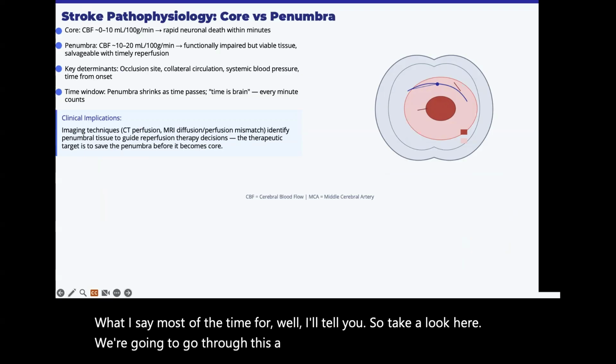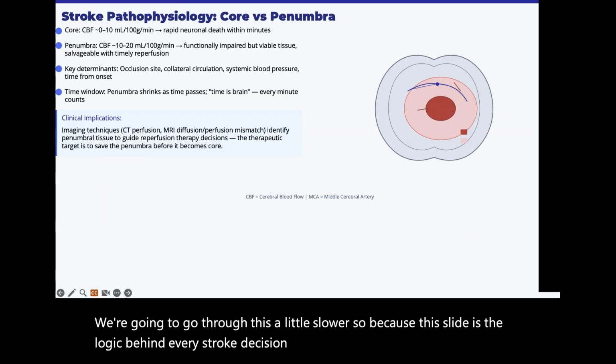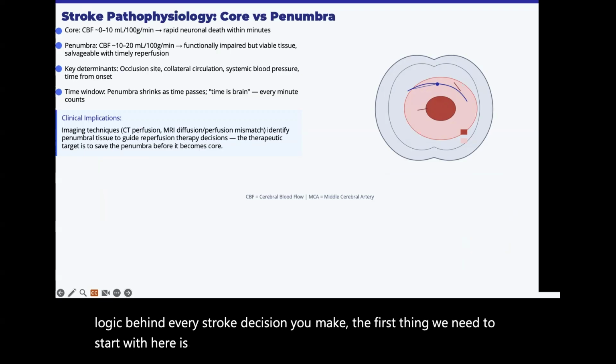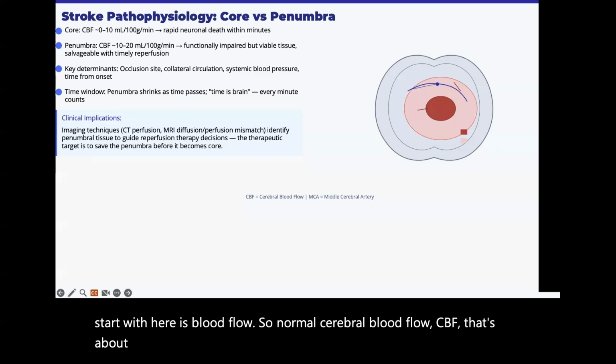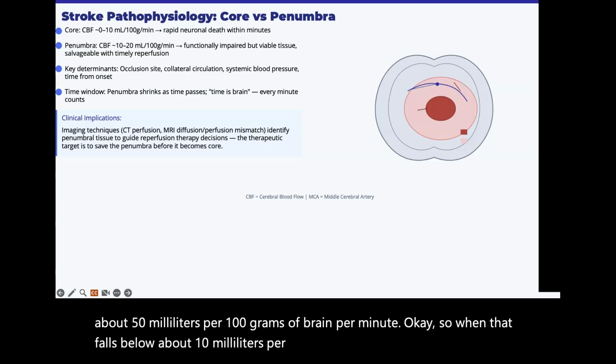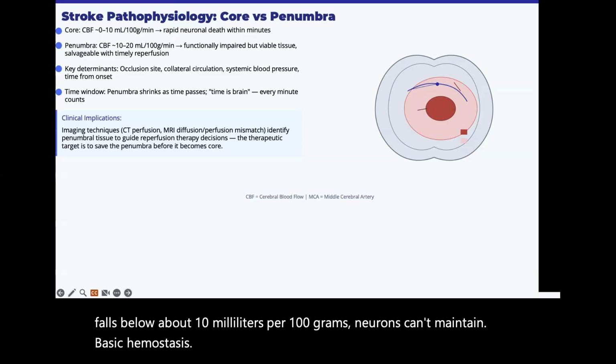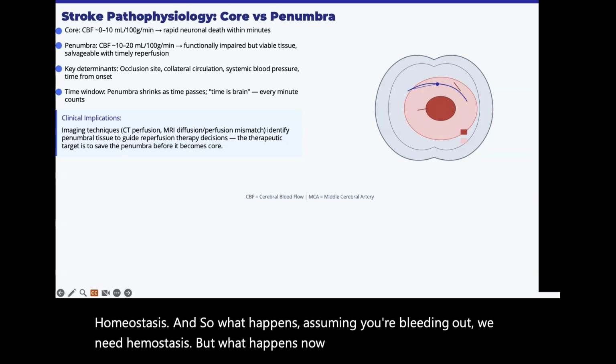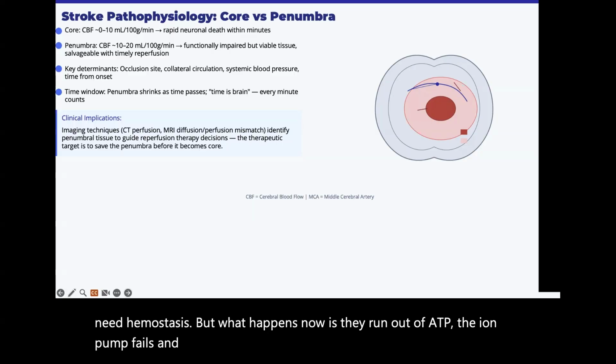Because this slide is the logic behind every stroke decision you make, the first thing we need to start with here is blood flow. Normal cerebral blood flow, CBF, is about 50 milliliters per 100 grams of brain per minute. When that falls below about 10 milliliters per 100 grams, neurons can't maintain basic homeostasis. What happens is they run out of ATP, the ion pump fails, and then the cells swell up and they die within minutes.